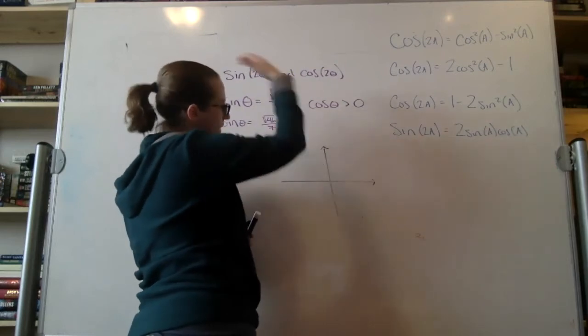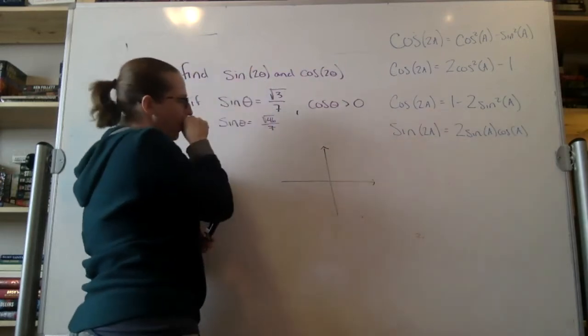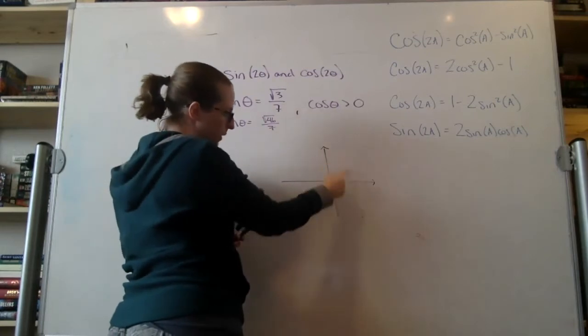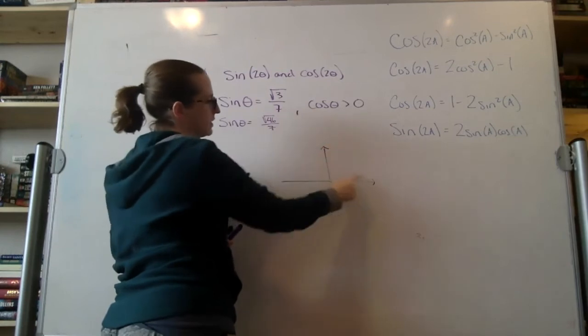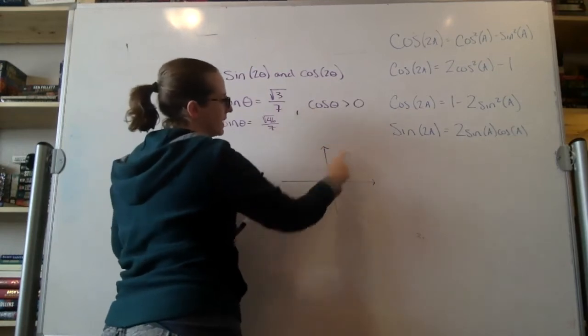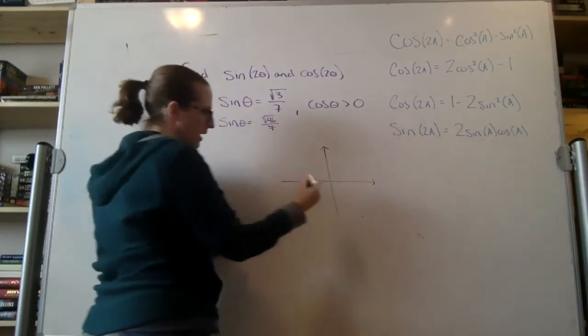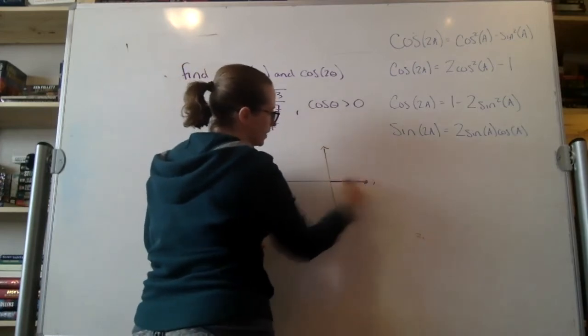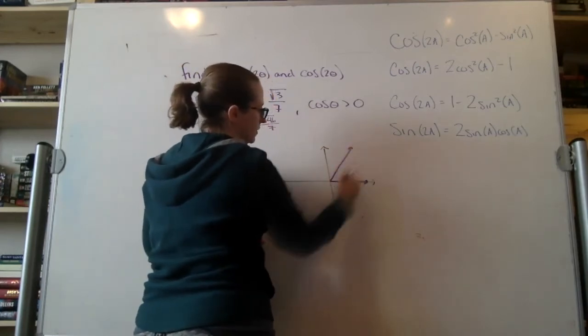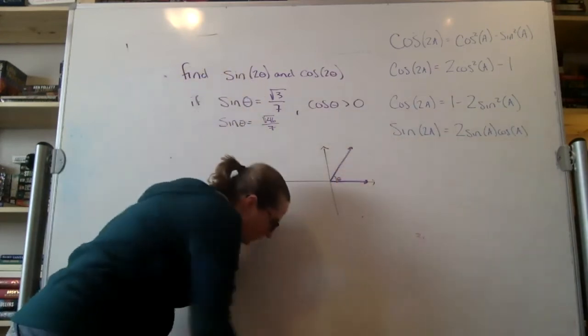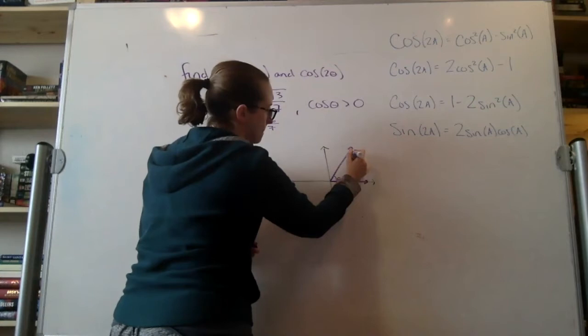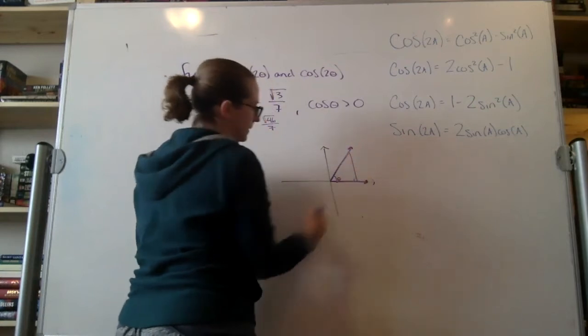We also know that cosine is bigger than 0. Cosine is bigger than 0 in these 2 quadrants. So if we want both sine and cosine to be bigger than 0, that means we're going to have to be living in quadrant 1. So I'm going to draw an angle in quadrant 1. So here's our theta. Okay. If I drop in the reference triangle for that theta, here's our reference triangle. Okay.